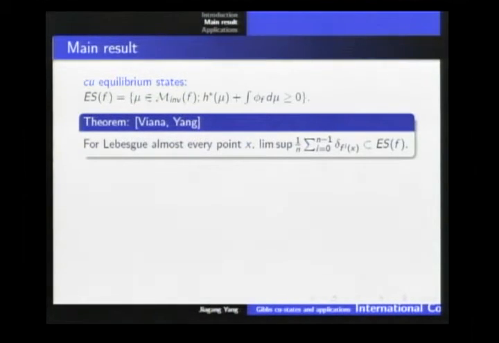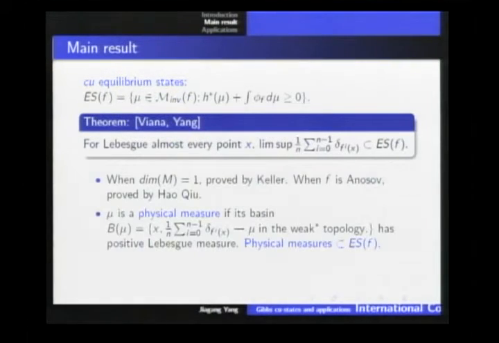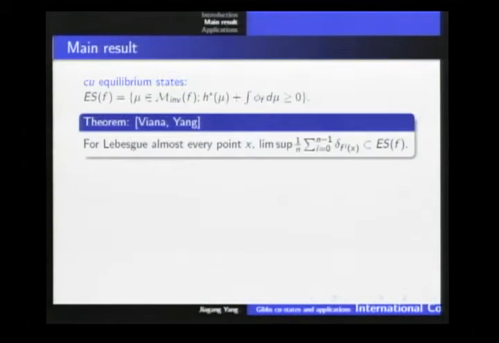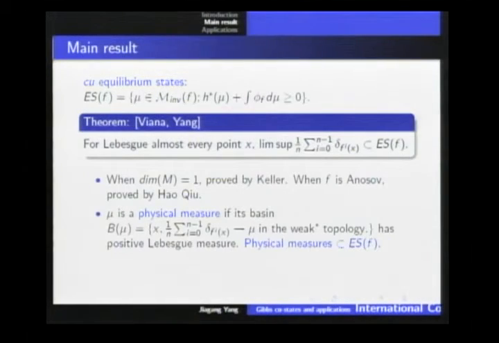Today we are not talking about the proof, because this proof gives some ideas, but it is quite simple. In dimension one, this has been proved by Keller. And when the map is a diffeomorphism, it was proved by a Chinese mathematician called Hao Chu. And so we proved it for a map with dominated splitting, without any hyperbolic assumption.